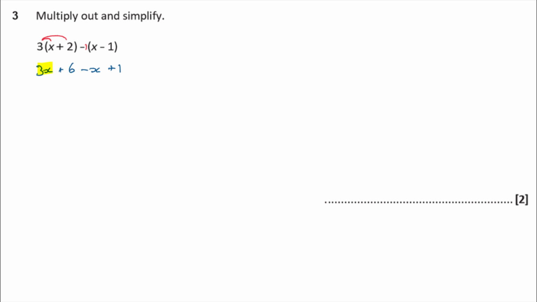Now all we have to do is collect like terms. We've got 2 terms in x, and we've got 2 numbers. So 3x take away x, that's 2x, and 6 plus 1, that's 7. So 2x plus 7 is the final answer. Like I say, the thing that throws most students is that minus x minus 1, and remembering to times the 2 negatives together to give you a positive.